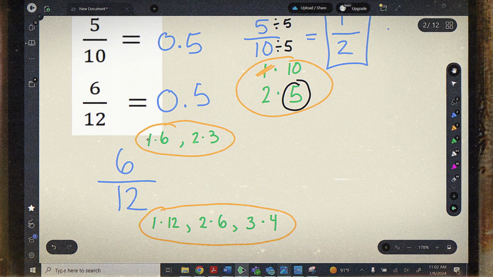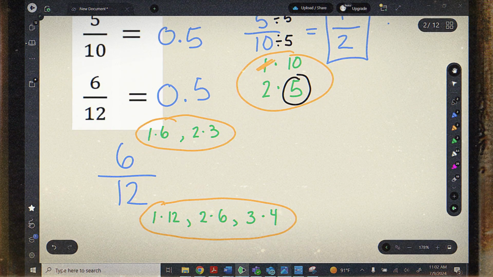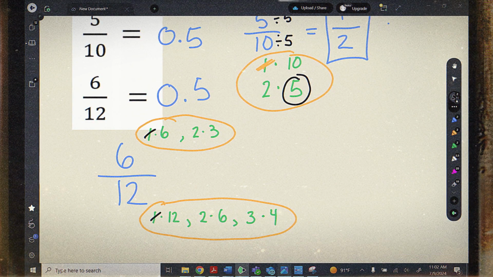Of course, we're going to cross the number 1 off of the list, because we never use 1. 1 doesn't help us simplify. Now, if you notice here, there's multiple matches because 6 is a factor on both the lists. 2 is also a factor on both the lists, and so is 3. So here we actually have 3 common factors. Whenever that's the case, we're always going to go with the greatest common factor.